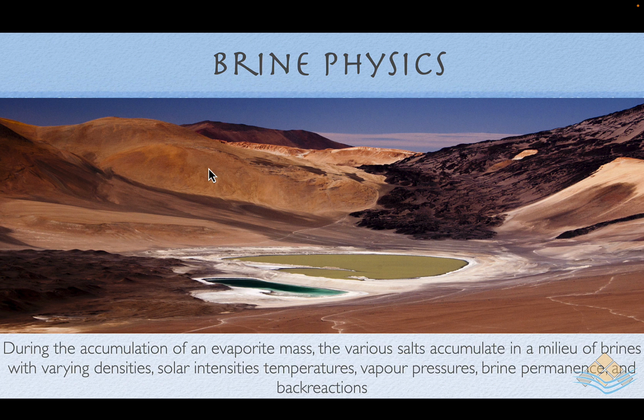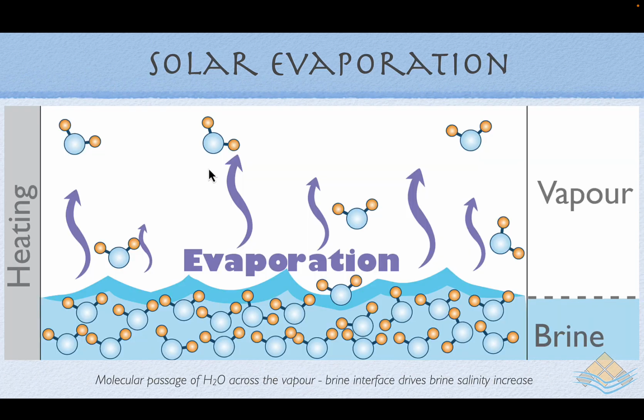We'll look at density, and density increases as a brine concentrates. We'll look at temperature and how temperature can be homogeneous in a brine mass or be layered in a brine mass. We'll look at vapor pressure, one of the main controls on the rate of evaporation. And we'll also have a look at brine permanence and its back reactions. As a brine evolves, it can back react with earlier formed products. But before we do that, let's have a look at the fundamentals of what's happening in that evaporating brine.